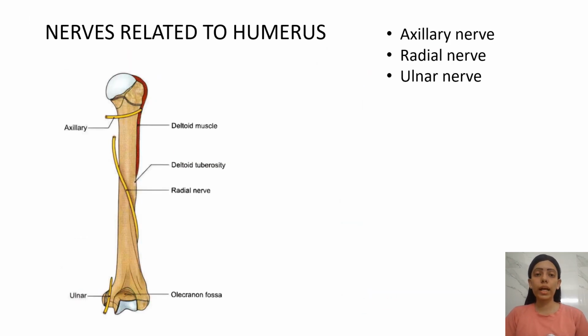Now, three nerves are directly related to the humerus, therefore liable to injury. The axillary nerve, here is the axillary nerve at surgical neck, the radial nerve at the radial groove, and ulnar behind the medial epicondyle. As we saw previously, there are three necks: anatomical neck separating head from upper end, then surgical neck separating upper end from shaft, and morphological neck.